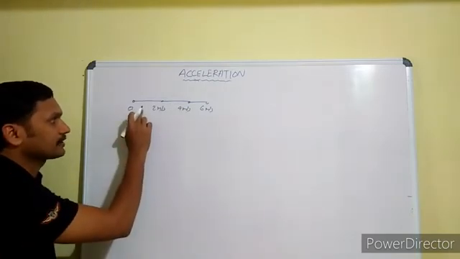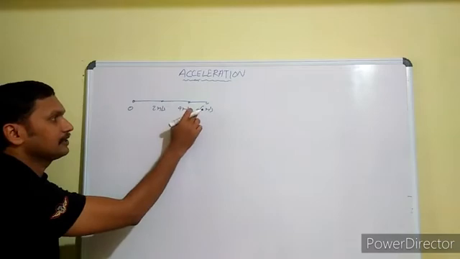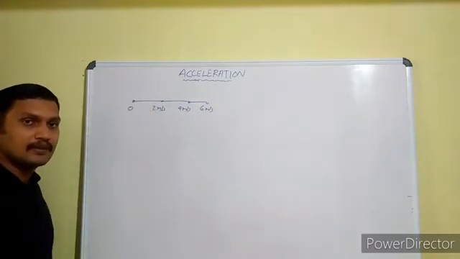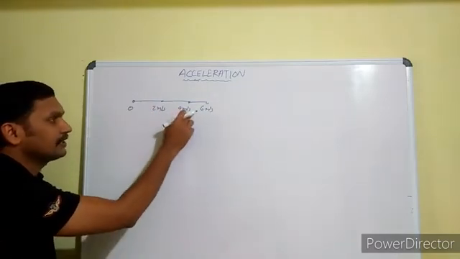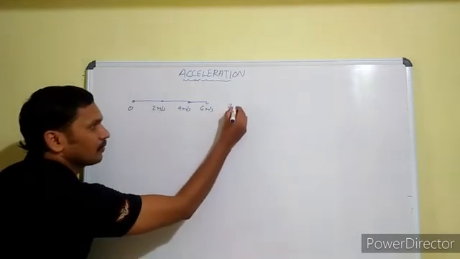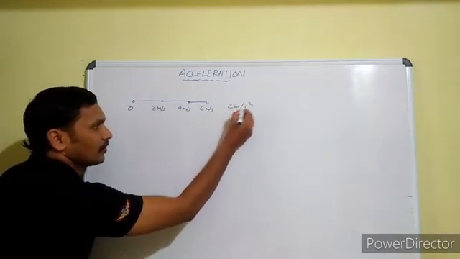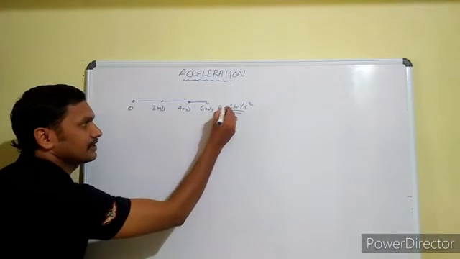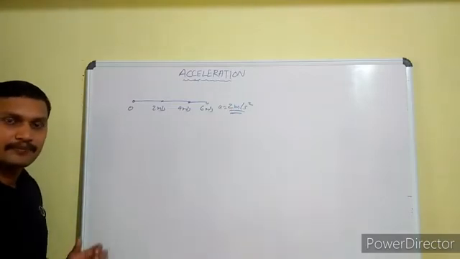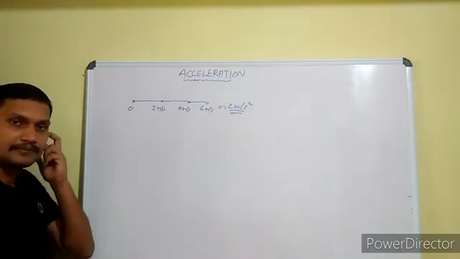What is the magnitude of acceleration? What is the increase in speed in unit time? What is the increase in speed in 1 second? That is 2 meter per second. So what is its acceleration? Acceleration is 2 meter per second square.